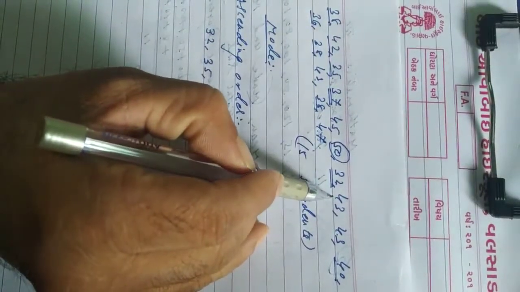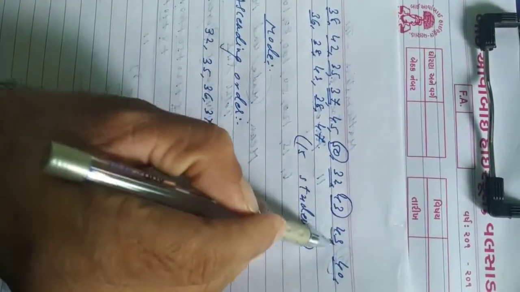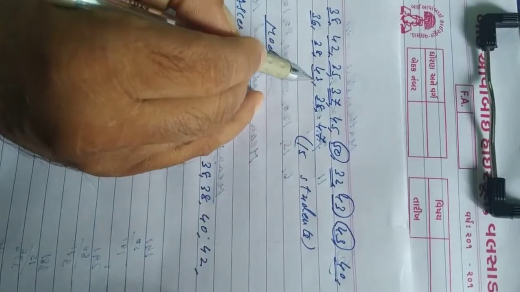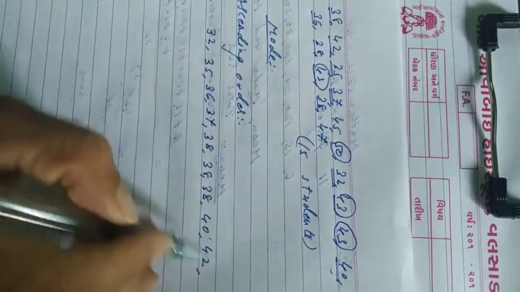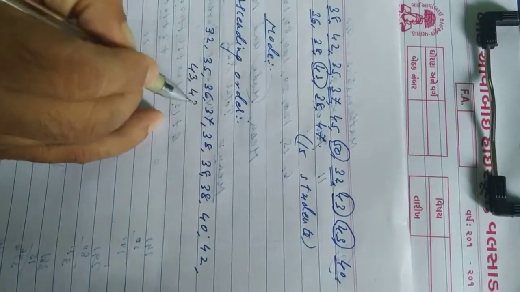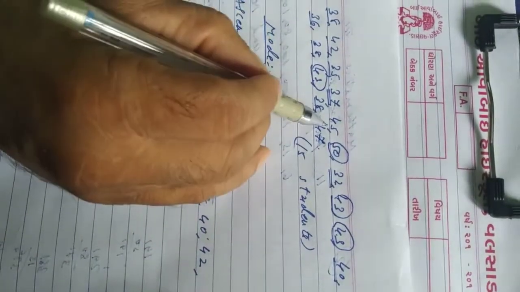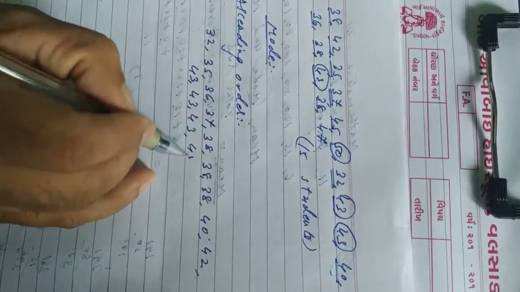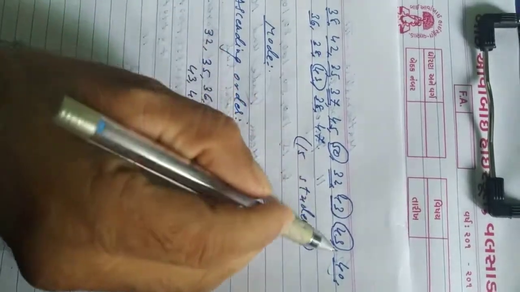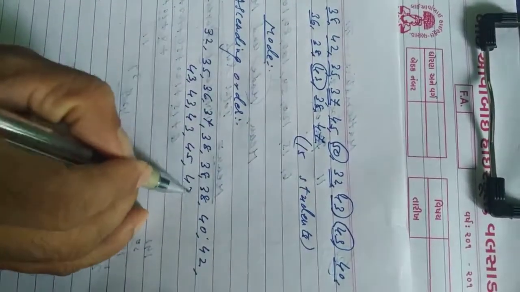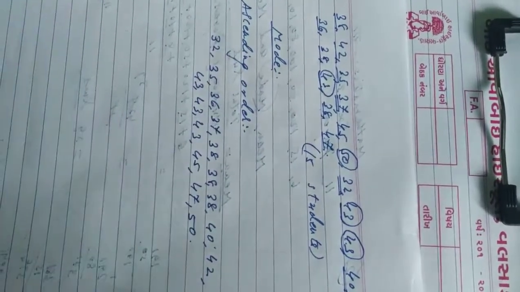After 42, 43. 43 occurs how many times? 1, 2, 3 times, right? 43, 43, 43. After 43, no 44, so 45. After 45, 47. And the last is 50.